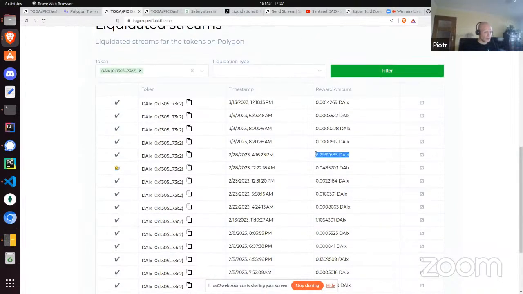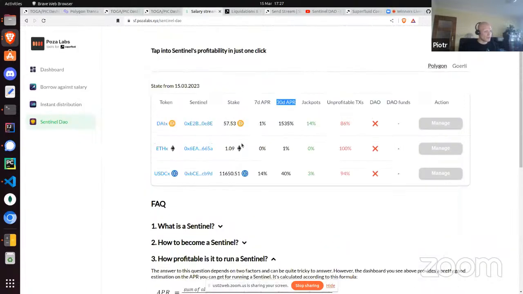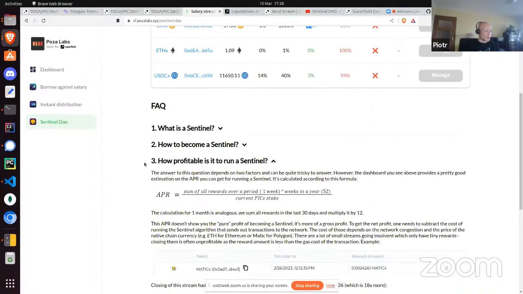But if you take a look at that $8 or that $1 and compare that with the stake and extrapolate that to a whole year, if that frequency of closed transactions keeps up, you're going to have that high of an APR. So it really depends on the stake, on how high it is, and on the percentage of jackpot transactions in the whole transaction pool, so to speak. Right.